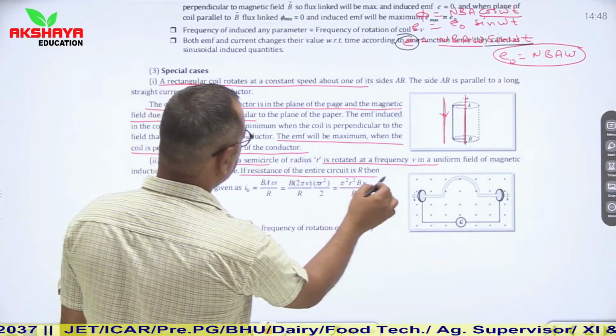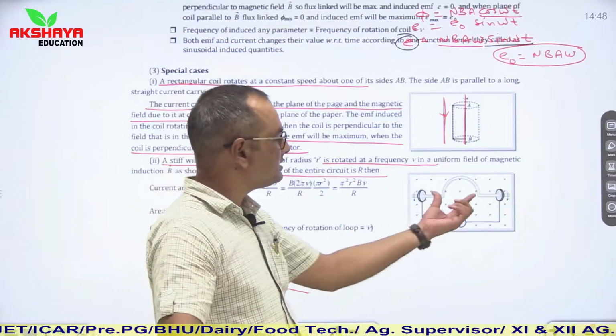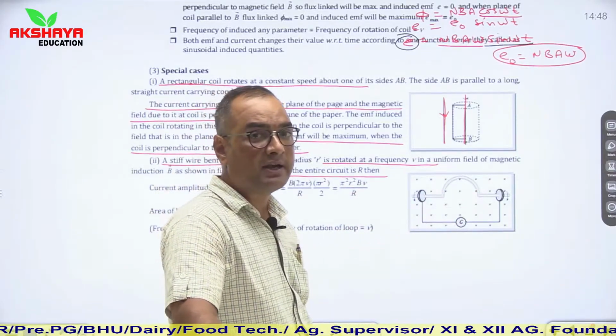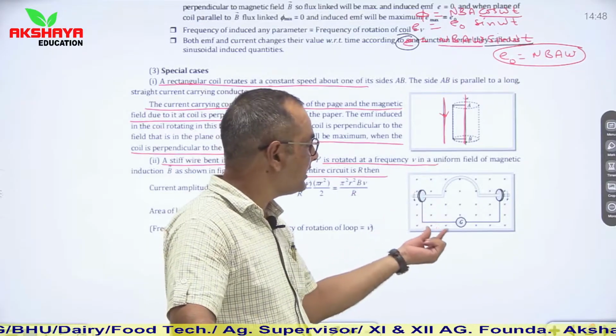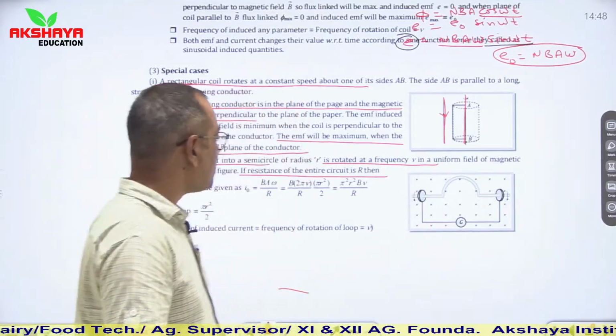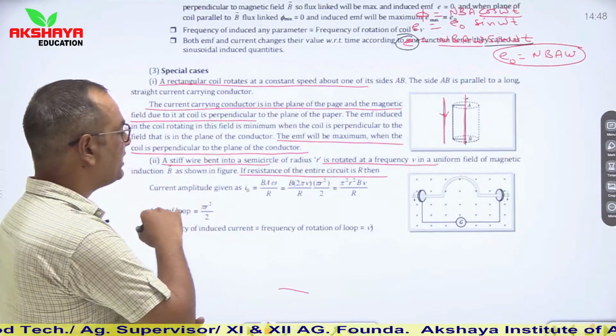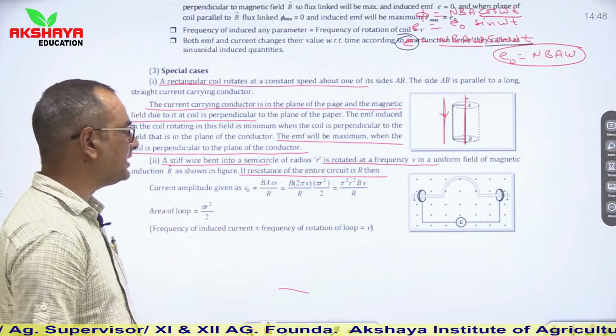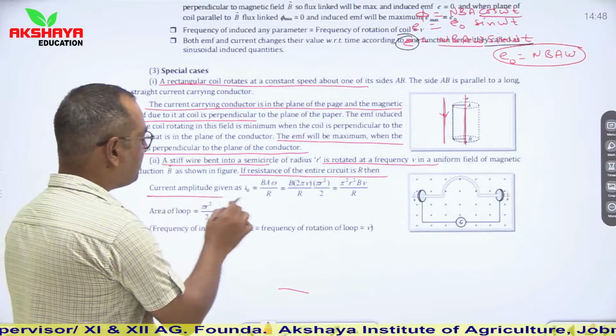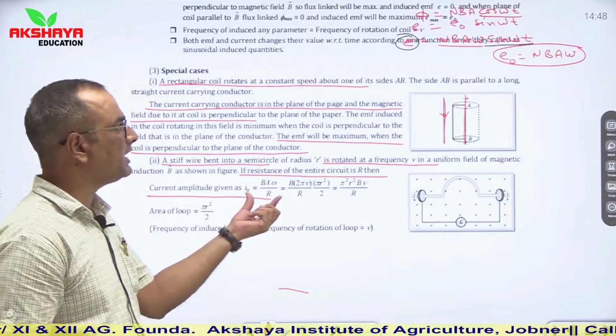If the resistance of the entire circuit is R, let us say this is a stiff wire which is being bent in the form of a semicircle and it is connected to a galvanometer. So in this case, we are considering that the resistance of this circuit is capital R, then the current amplitude will be given as BA omega upon R.